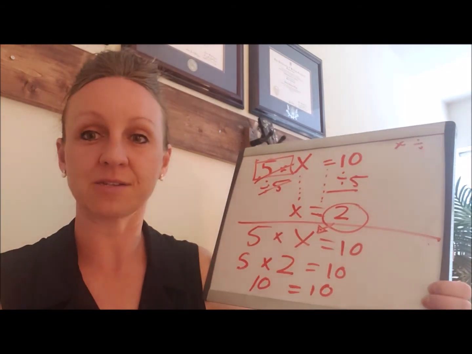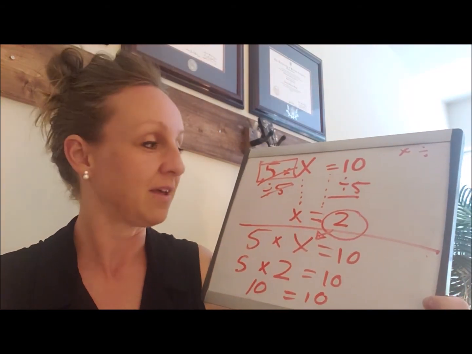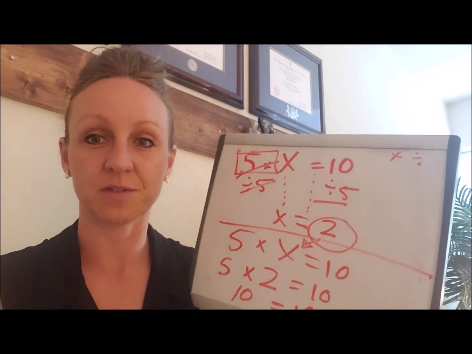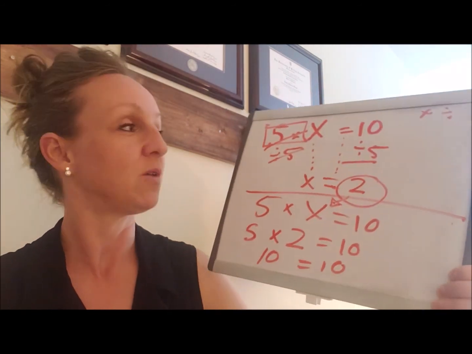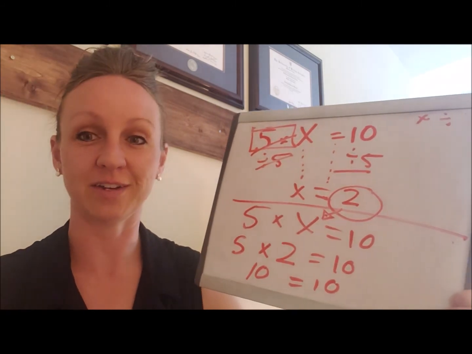When I get that my answer equals my answer, I know I've done it correctly, and I know I've solved my question. So this is how we handle this kind of multiplication one-step equation where the variable is right there. All right, good luck.